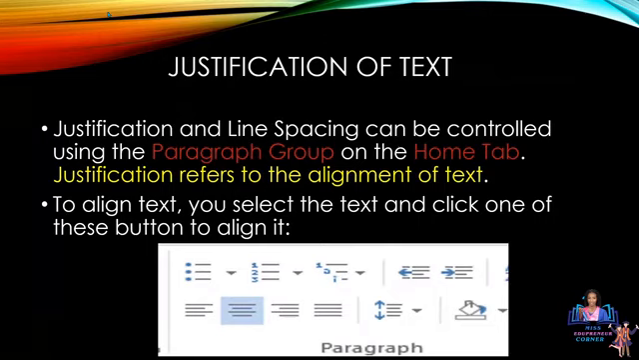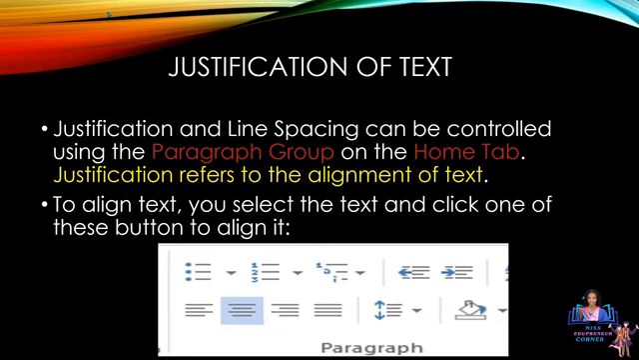Moving right along, justification of text. Justification and line spacing can be controlled using the paragraph group on the Home tab. So remember the tabs, they are found on the ribbon. Justification refers to the alignment of text.